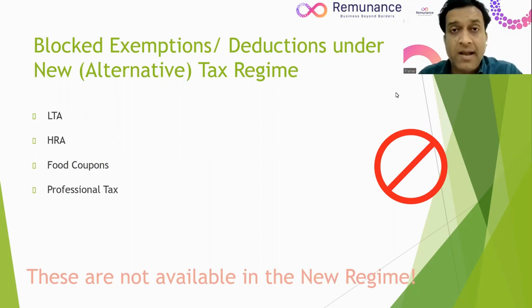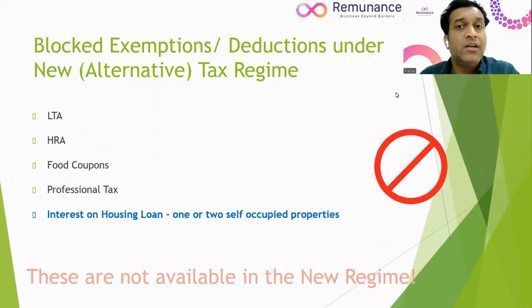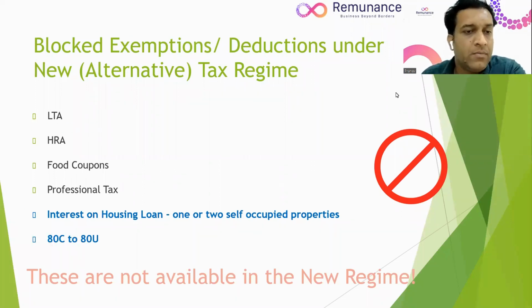Professional tax, even the professional tax in Maharashtra, which is 2,500 per year, even that is not going to be allowed as a deduction under the new regime. Okay, you're also losing the benefit of interest on housing loan for self-occupied properties; even this will not be allowed under the new regime. Principal, of course, will not be either. It falls under 80C, principal payment of housing loan. That is also not allowed under the new regime.